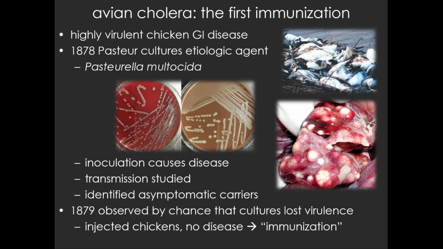He studied the transmission of the disease. He identified asymptomatic carriers of the disease. And in 1879, he observed purely by accident that cultures that were grown over time outside of a chicken host lost their virulence, lost the ability to cause disease. And the way that this happened apparently was that he and his assistant were getting ready to go on vacation. I think it was for Easter.